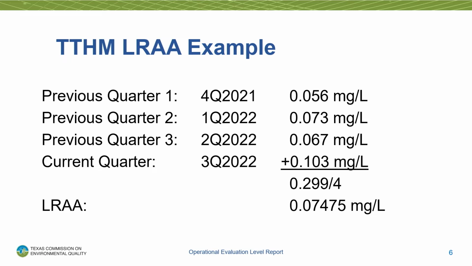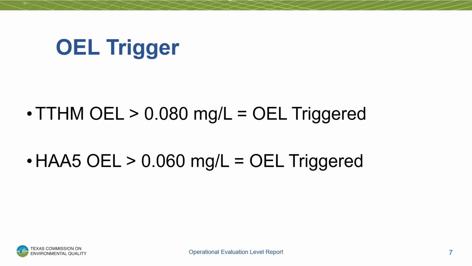However, for the OEL, it's the same, it's compared against the MCL, but it's calculated a little bit differently. It is also locational, so if you exceed at one location, you'll be triggering the requirement, and that's the same level, so 80 micrograms for TTHM, 60 for HAA5.